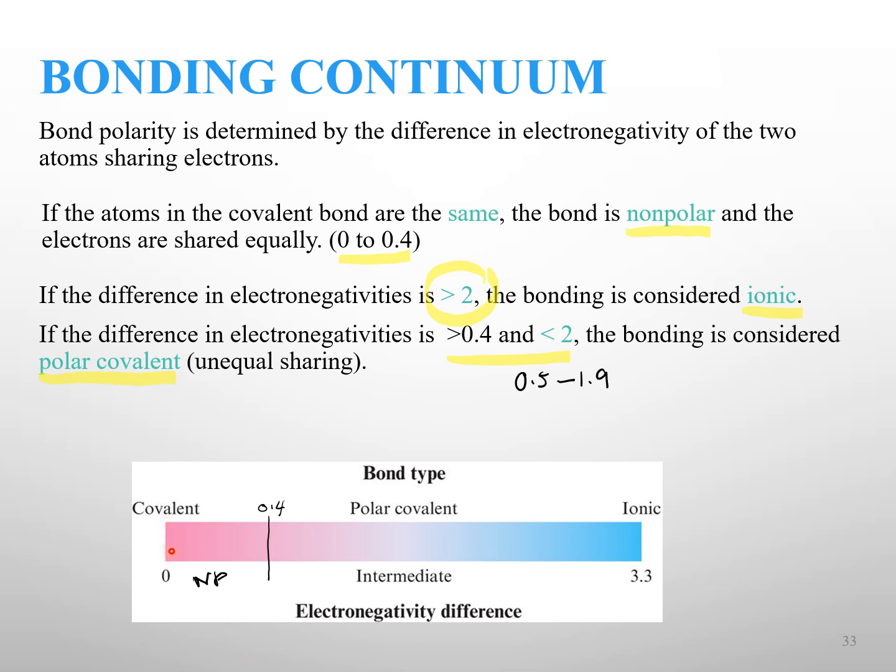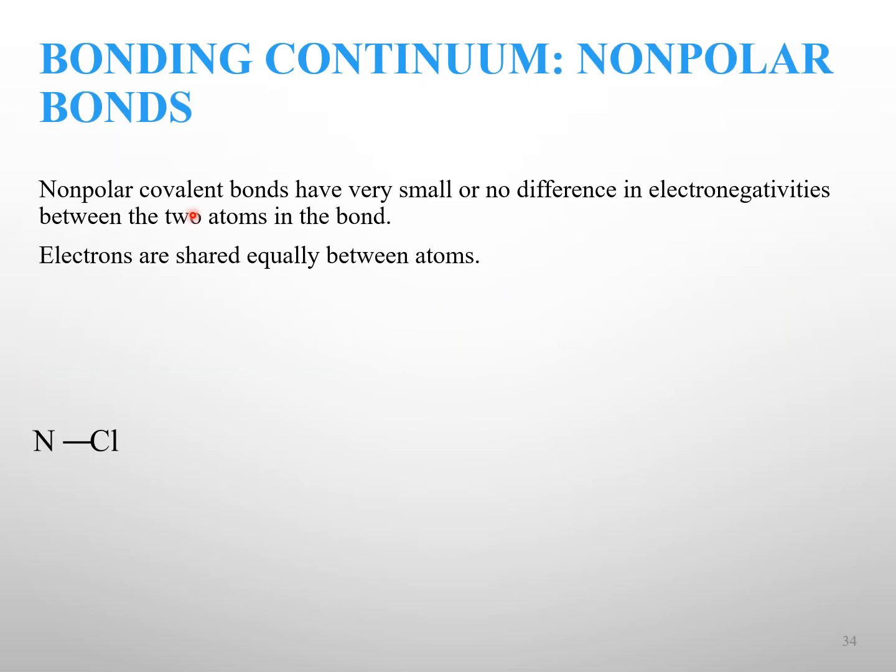Okay, but if you look at H and F, it'll be different, because now you're somewhere in the polar covalent zone, but you're not ionic yet, because to cross over to ionic, you need to go to 2.0. Okay? All right, so let's take a look more at our numbers for the electronegativity.